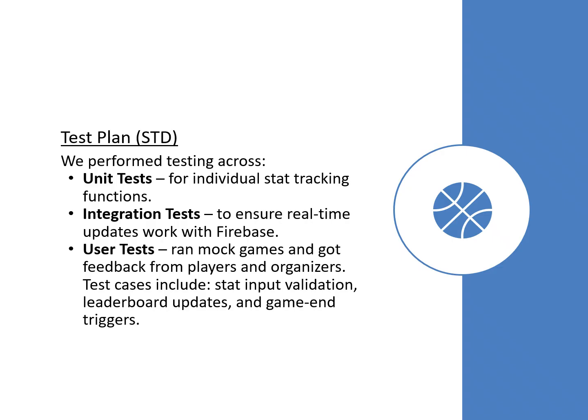Testing was done in three stages. First, we wrote unit tests for core features like stat entry. Then we ran integration tests to make sure the system updates correctly in real time. Finally, we did user testing by simulating real games and getting feedback from actual players and organizers. We tested features like live updates, game ending logic, and leaderboard accuracy.